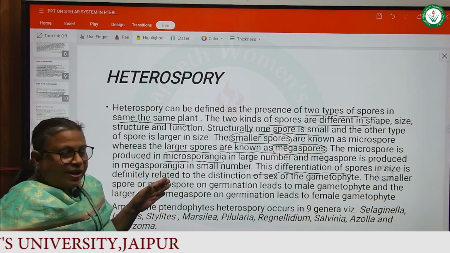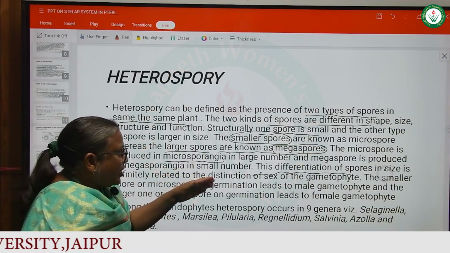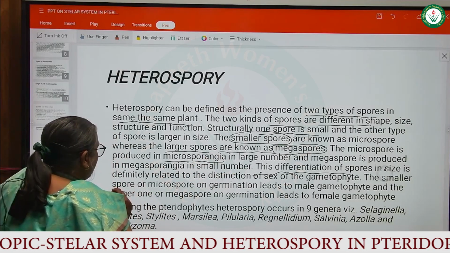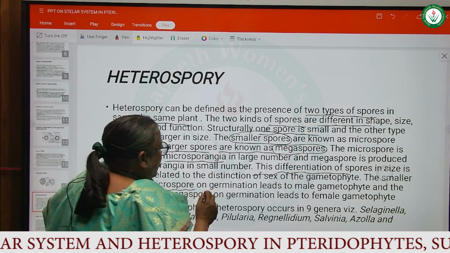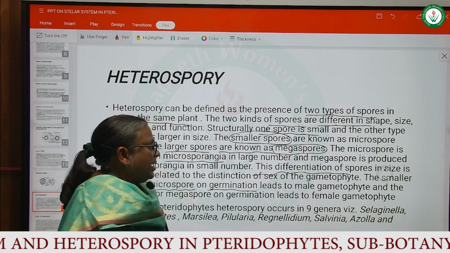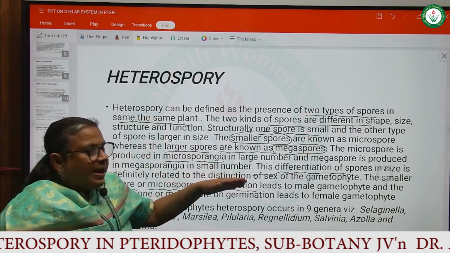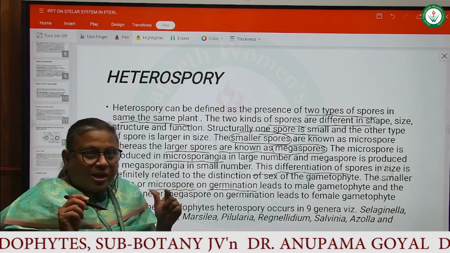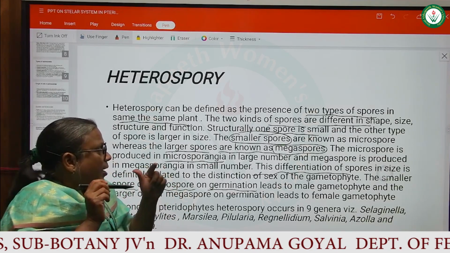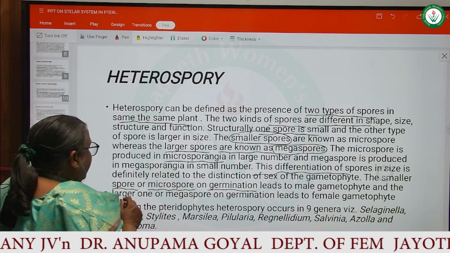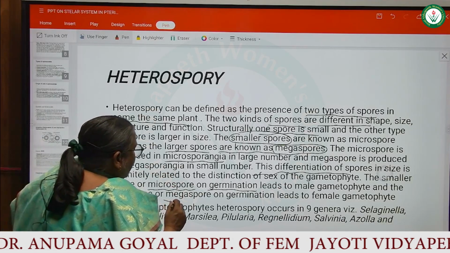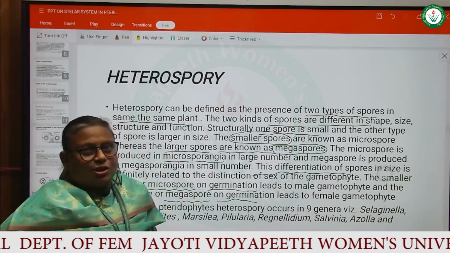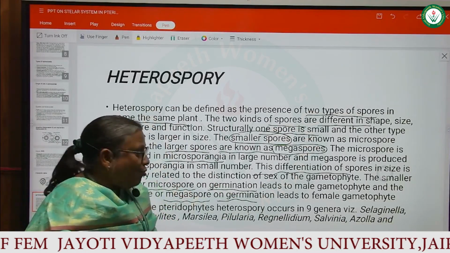Now this differentiation of spores in size is definitely related to the distinction of sex of the gametophyte. The smaller spore or microspore on germination leads to the male gametophyte, means microspore on germination gives rise to the male gametophyte, and the larger spore called megaspore on germination gives rise to the female gametophyte.